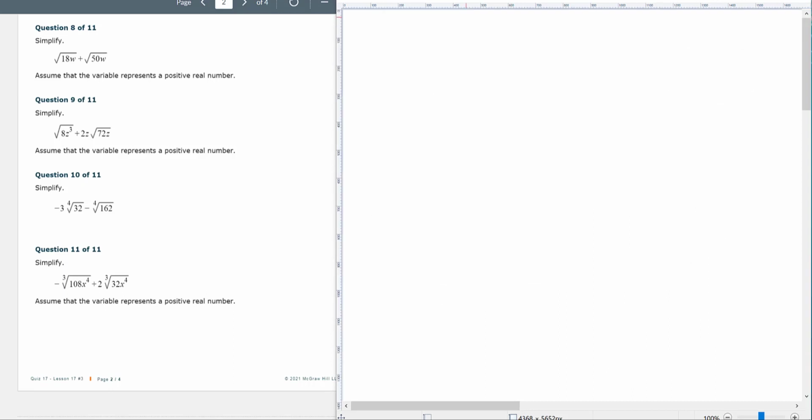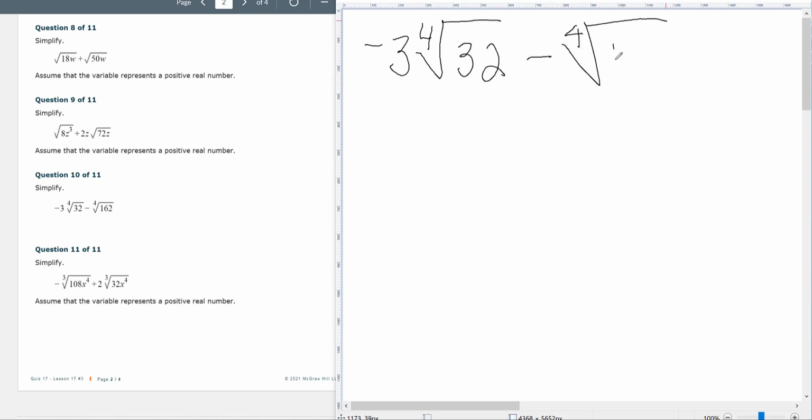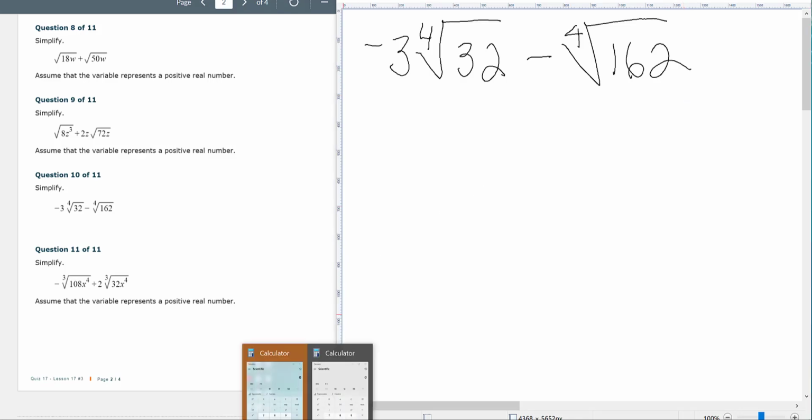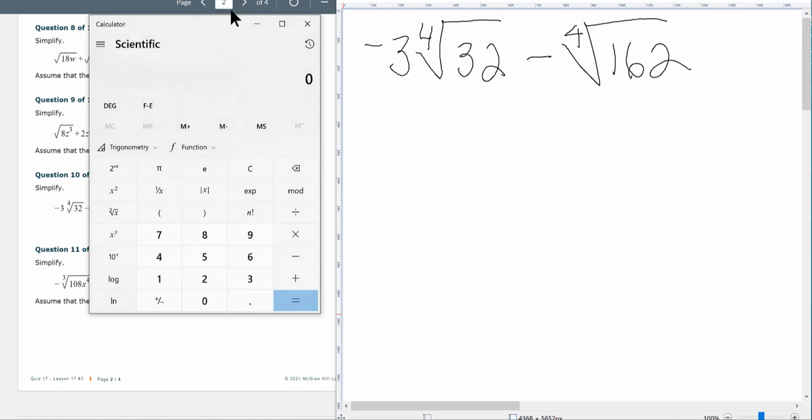Number 10, we're going to have to deal with a fourth. Look, we've got a fourth root, index 4, so the fourth root of 32, minus the fourth root of 162. Now, I don't have my fourths memorized, so I'm going to get my calculator out, and I'm going to do 1 to the 4th power. Well, that's 1. Okay, that's not going to help me.